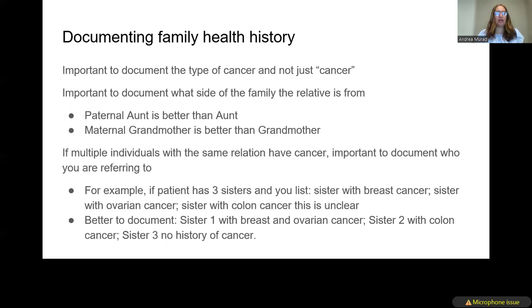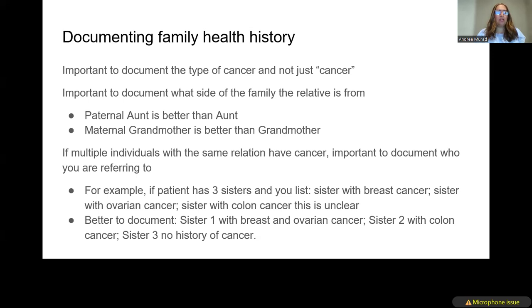When documenting the family health history, it's also equally important to be clear on what the cancers were in the family. Documenting that there is just cancer in the family is not entirely helpful. If people have given you the type of cancer, say prostate or breast cancer, it's much more useful to document the type of cancer. As I previously stated, it is important to note what side of the family a relative is from. So indicating paternal aunt is much more helpful than just aunt. Same with maternal grandmother being much more helpful than grandmother.